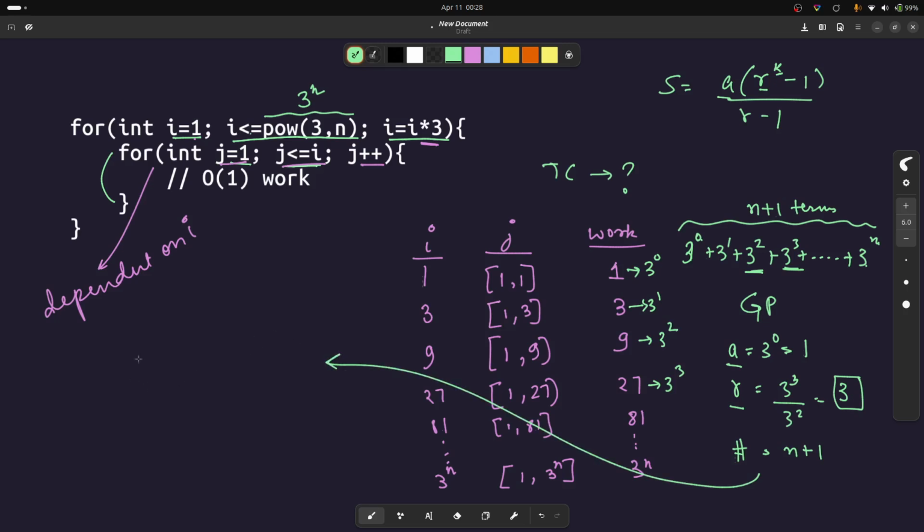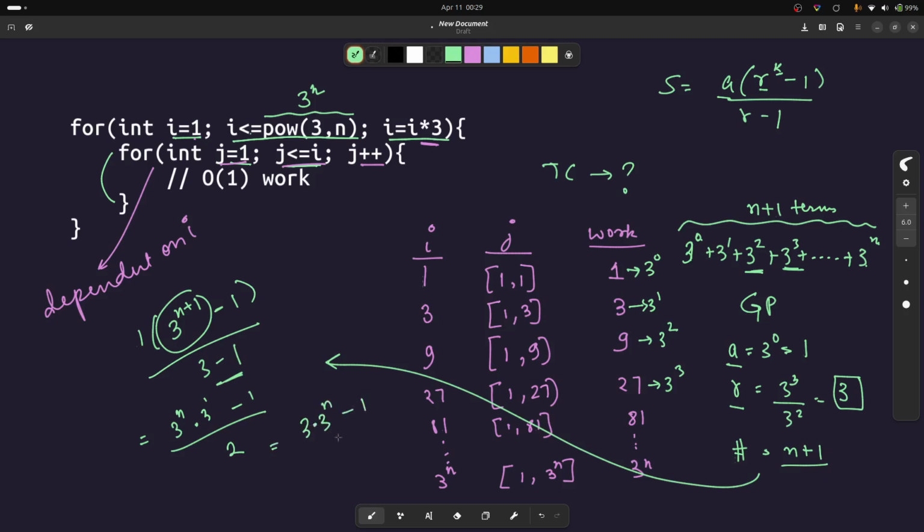From here, I'm just putting it in the formula. So 1 into 3 to the power, number of terms is n plus 1, so n plus 1 minus 1 divided by 3 minus 1. This comes out to be 3 to the power n into 3, because this can be written as 3 to the power n into 3 to the power 1. Minus 1, and the denominator can be written as 2. So this can be written as 3 into 3 to the power n minus 1 by 2.